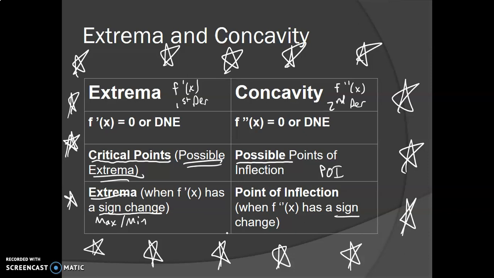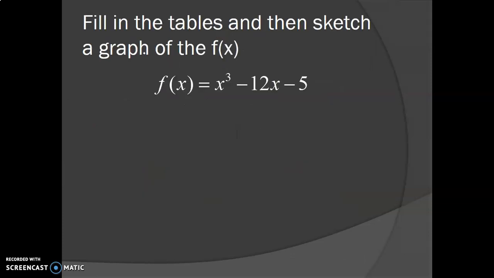Looking for that sign change is one of the most important things you'll do when justifying your answers on the AP exam. And the way you'll organize your work is going to be with these tables that we're about to do. So fill in the tables and then sketch the graph for this given function. And what we mean by filling the tables and sketching the graph is we're going to find the first derivative, and then we're going to find the second derivative.